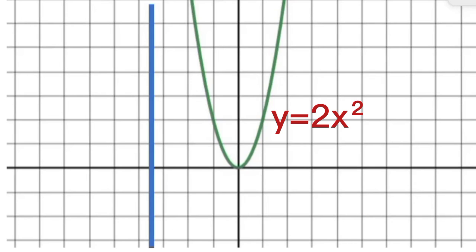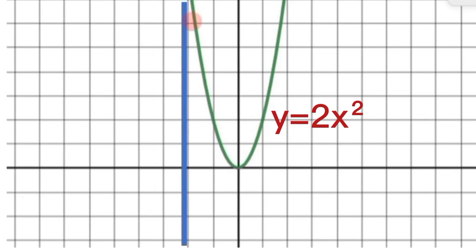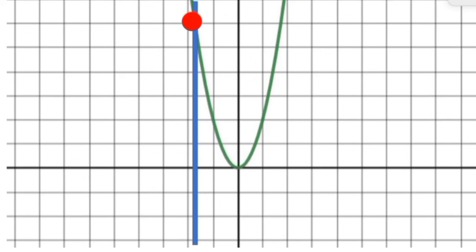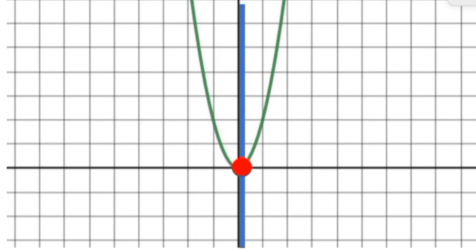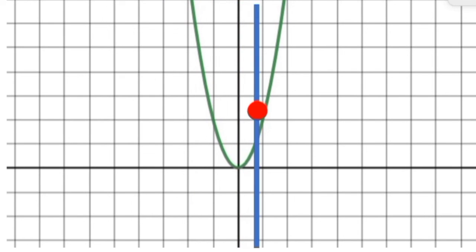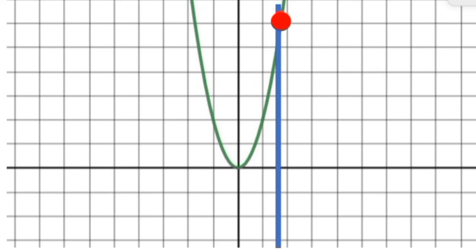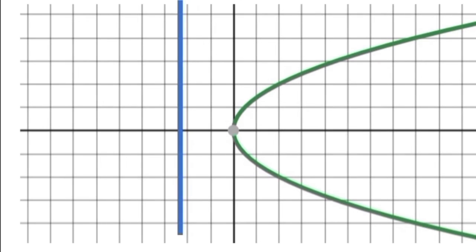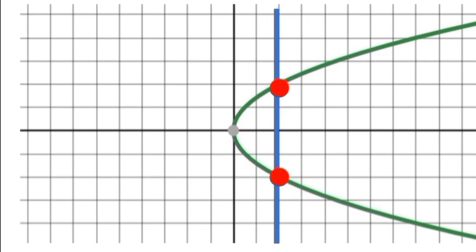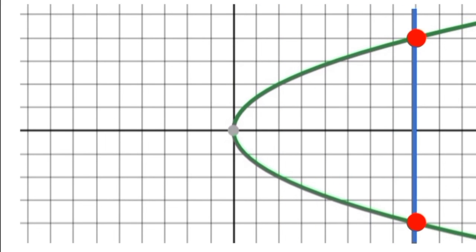And so with the graph of y equals 2x squared, which is a parabola opening upward, the vertical line intersects only at one point at a time as it moves. For the equation y squared equals 2x, which is a parabola opening to the right, the vertical line intersects at 2 points as it moves. This is a case of a relation that is not a function.